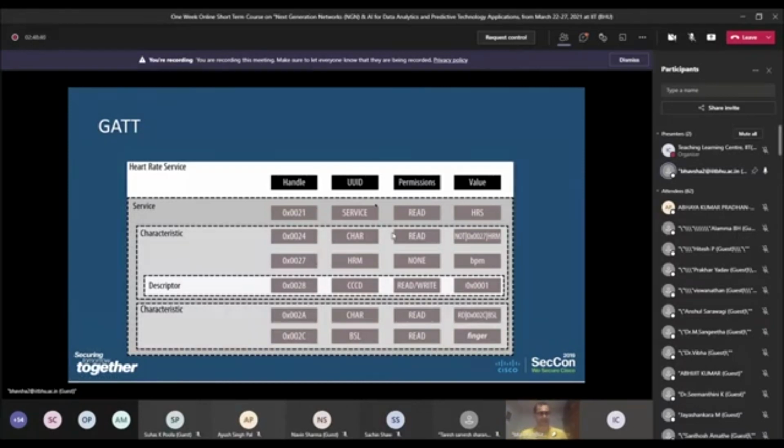It is classified as services, and then under services, the characteristics or attributes. Each characteristic has a specific handle and also a 16-digit unique identification number given by the attribute protocol. And most importantly, the value and what permissions you have, whether read, write, or only read. Some attributes need read-write, where you want the application to modify them, like certain critical values which the application can also reset. That is where you would have read-write permissions given to that characteristic.